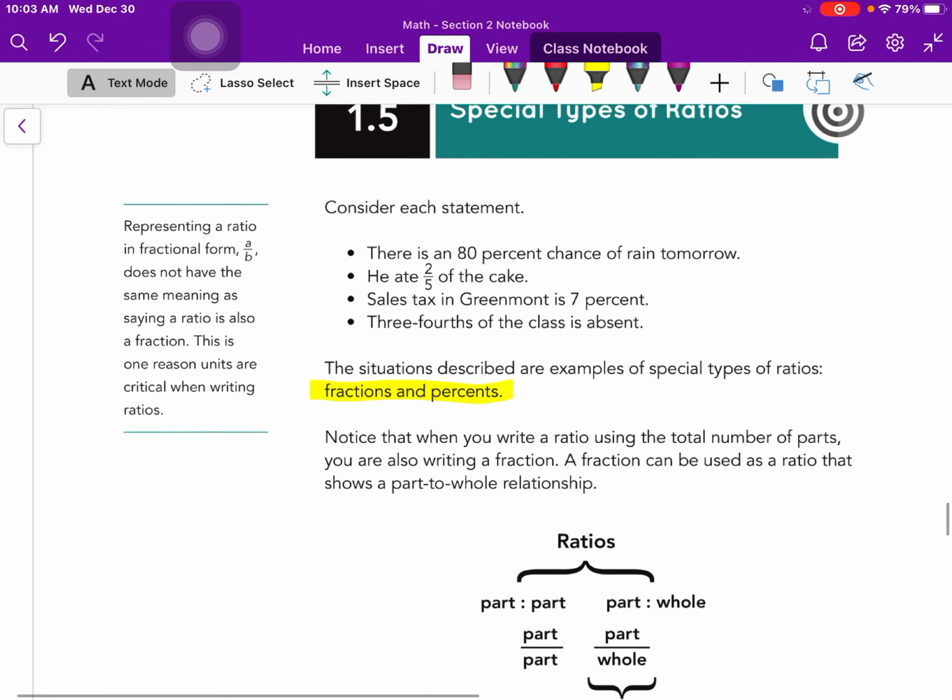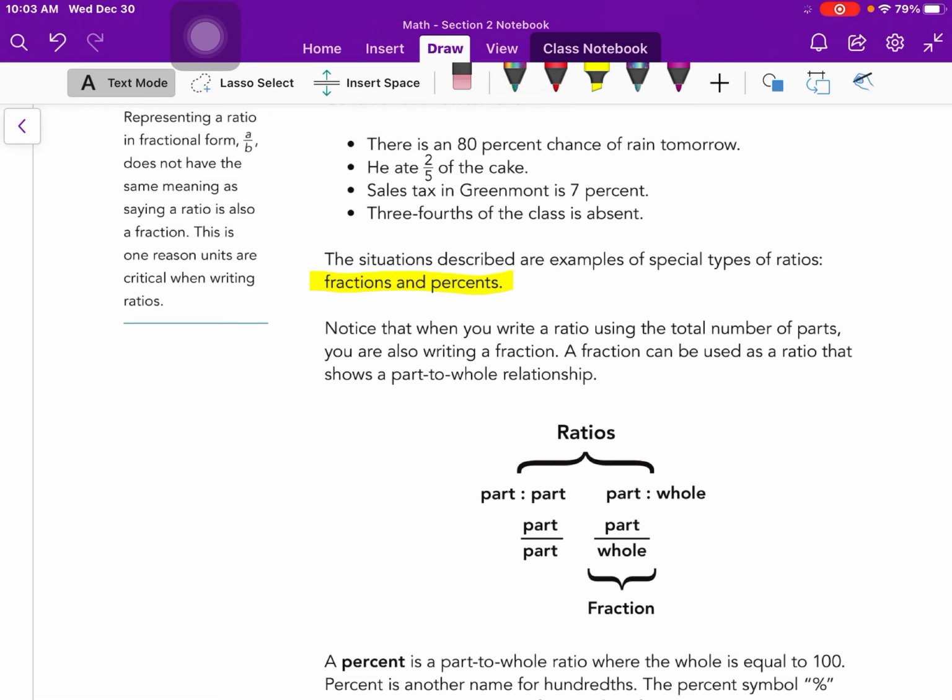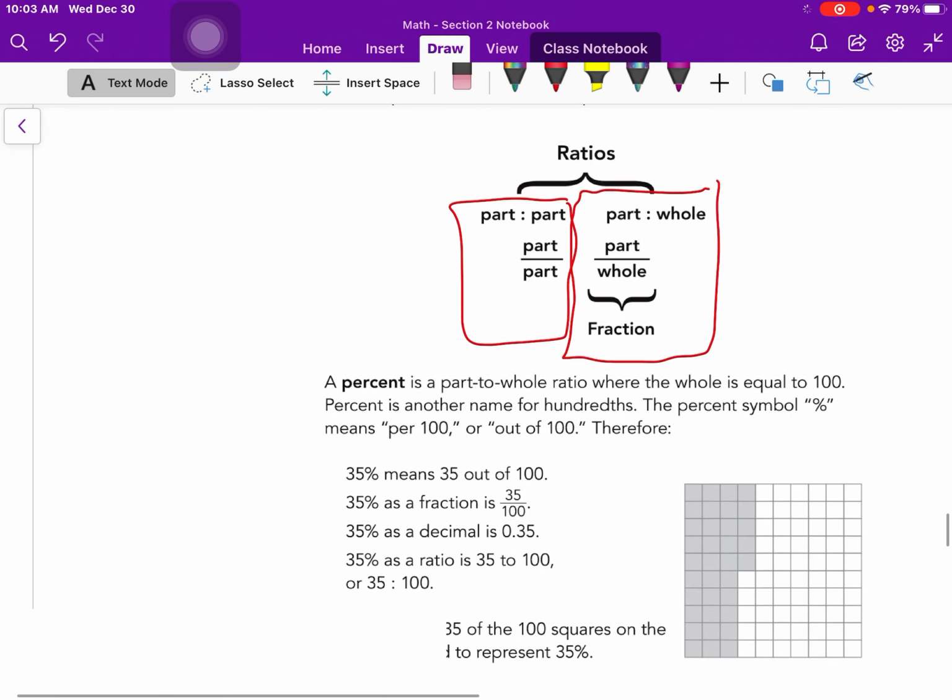All right, so what else do we know? Notice that when you write a ratio using the total number of parts, you're also writing a fraction. So when you do the part to whole one, that's a fraction. A fraction can be used as a ratio that shows a part to whole relationship. Ratios can just show part to part and stay there by themselves, but ratios can also show part to whole. And when they do, they also show a fraction.